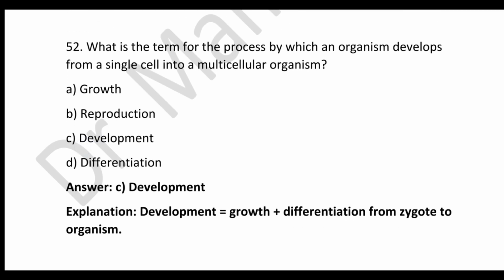What is the term for the process by which an organism develops from a single cell into a multicellular organism? Correct answer is option C, that is development. Because development refers to growth and differentiation from zygote to the organism.